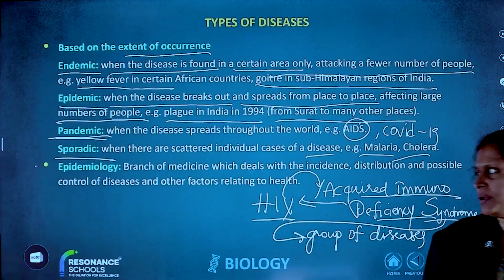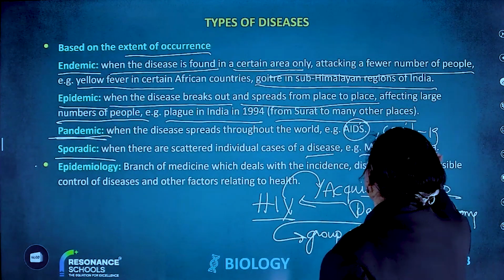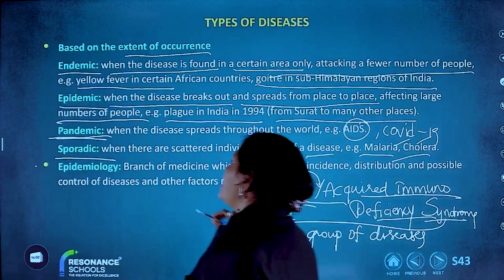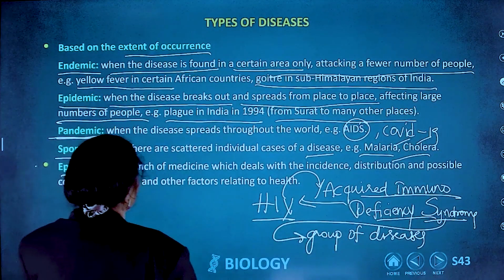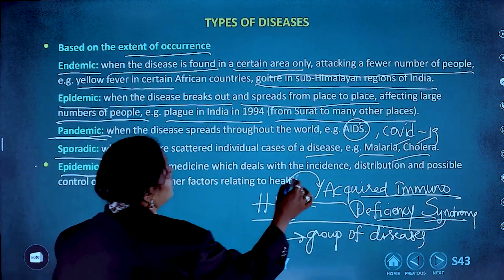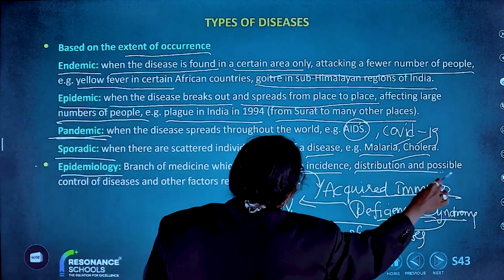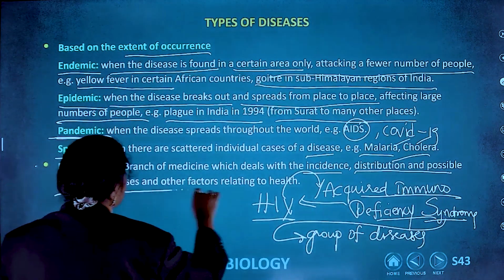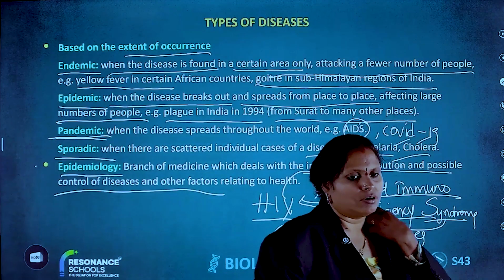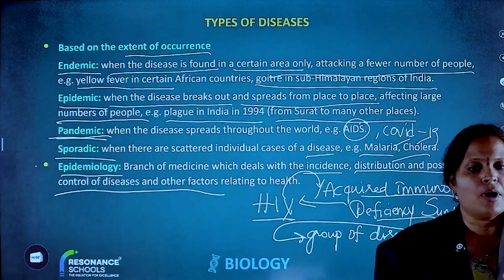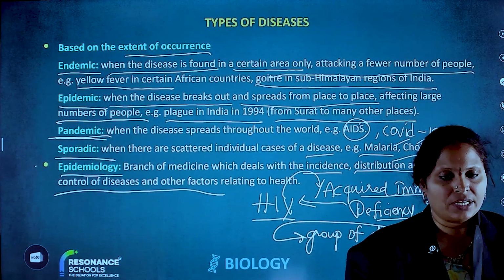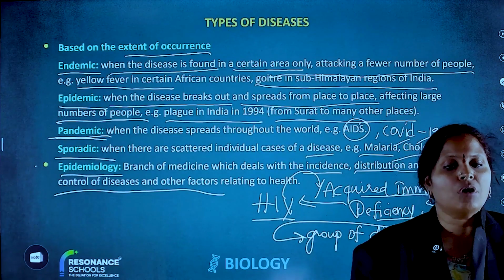Example, malaria and cholera. Epidemiology is the branch of medicine which deals with the incidence, distribution and possible control of diseases. So, where it occurs, how it is spread, and how to control a particular disease.